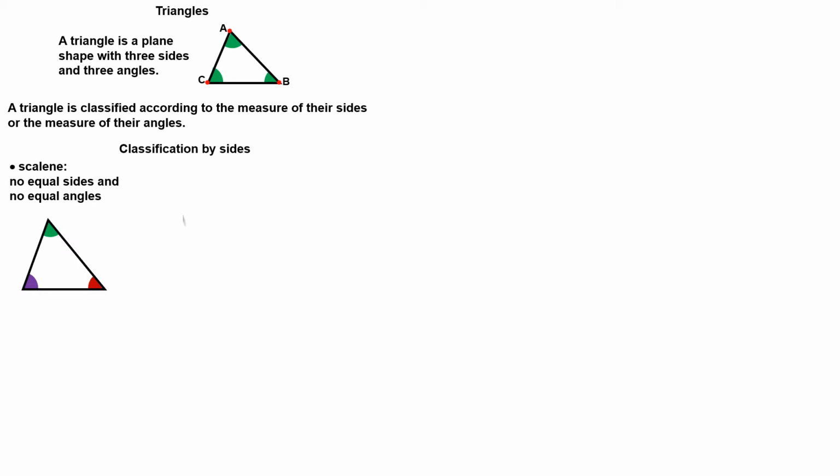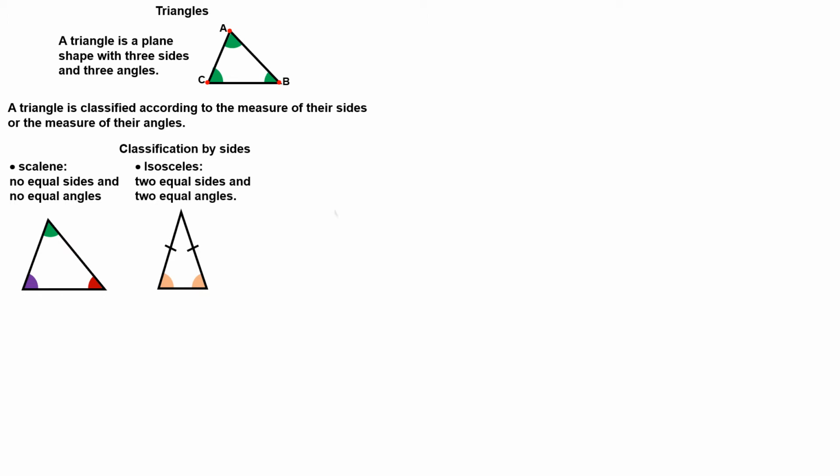When a triangle has 2 congruent sides, it's called an isosceles triangle. The angles opposite to the 2 sides of the same measure are congruent. Isosceles triangle: 2 equal sides and 2 equal angles.